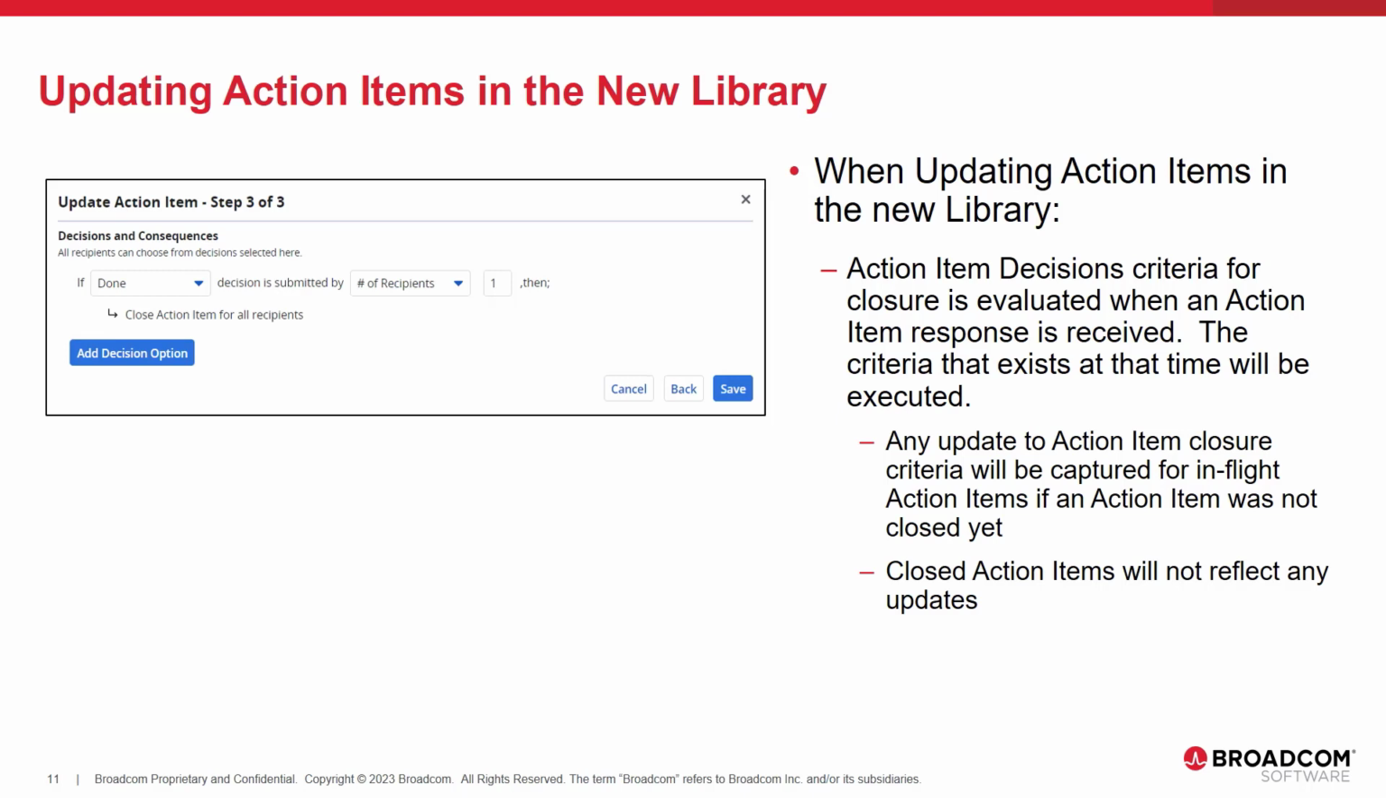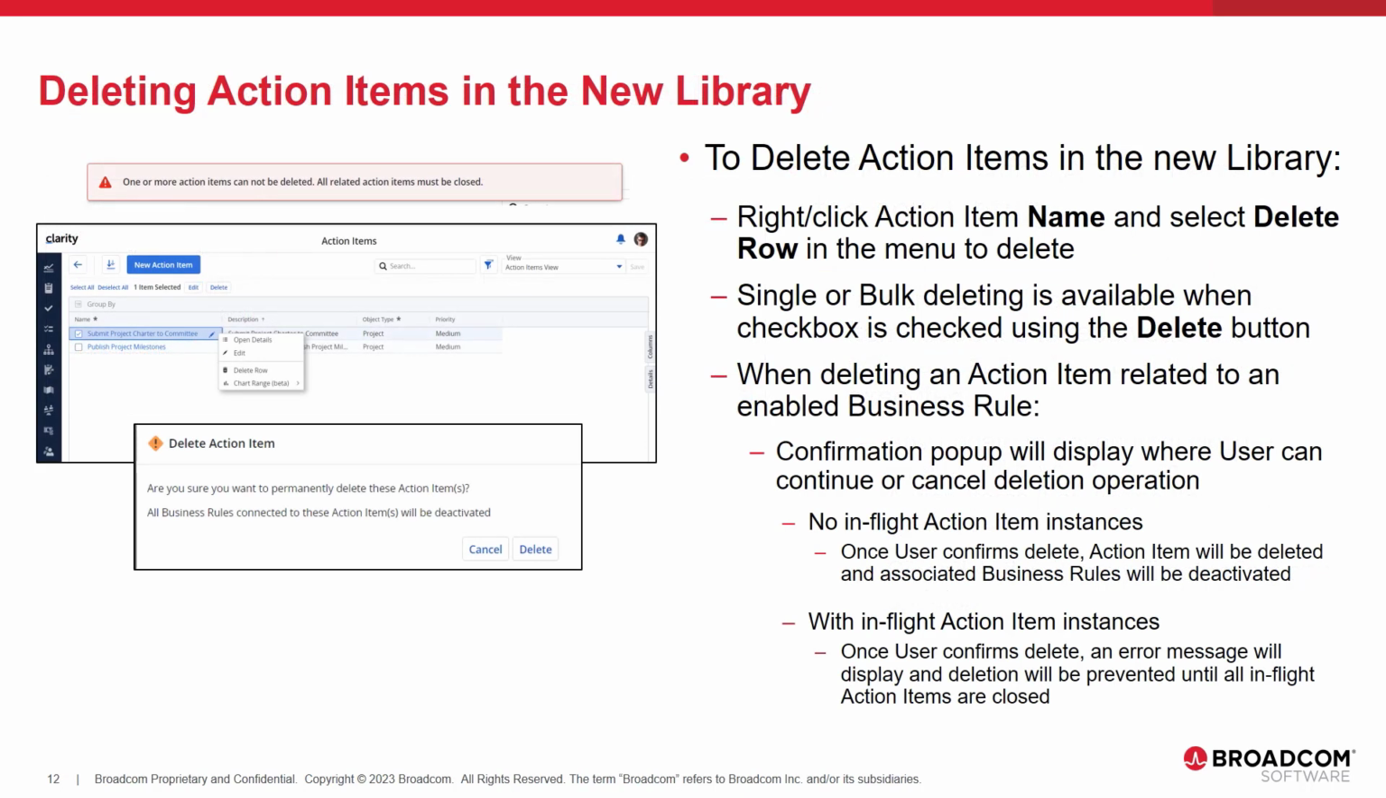And naturally, any action items that are closed aren't going to reflect any changes that you make to the action item. Now, if you want to delete your action item, you have a couple of different options. You can right-click over the action item name and select Delete Row to delete your action item. Your other option is to check the action item, either single or bulk, and delete these by selecting the delete button up near the item selected on the screen.